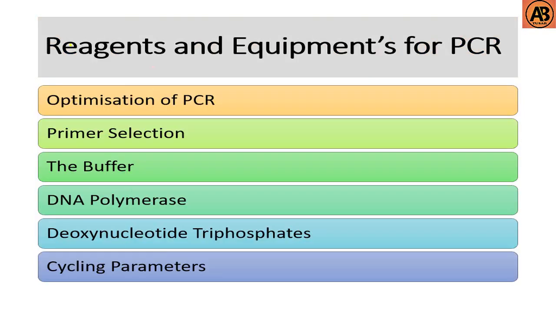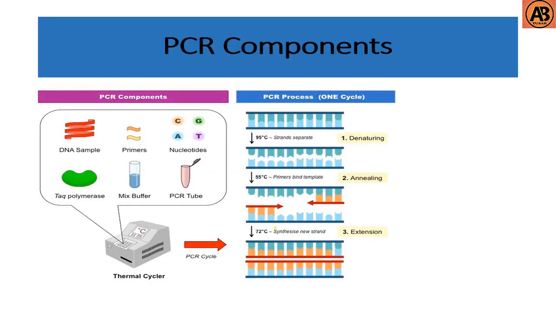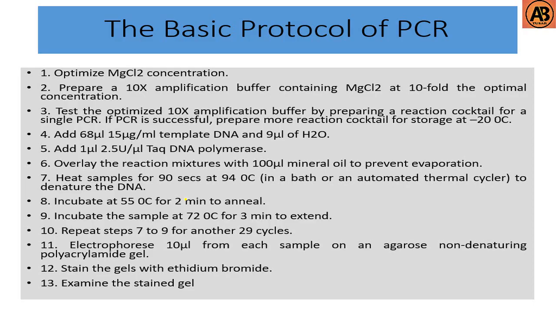Then here are some reagents and equipment for PCR, such as optimization of PCR, primer selection, buffer, DNA polymerase, deoxyribonucleotide triphosphate, cycling parameters, etc. These are the reagents or equipment for PCR. Then here are some PCR components, such as Taq polymerase, DNA sample, primers, nucleotides mix, buffer, PCR tube, thermal cycler, etc. These are the components of PCR.